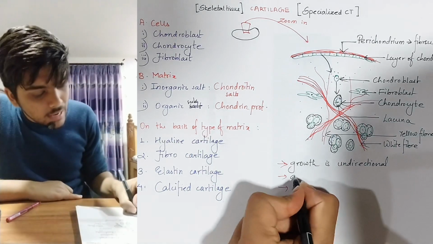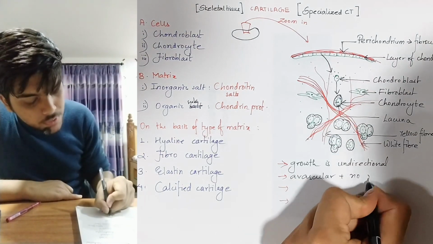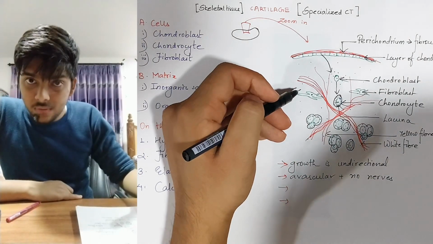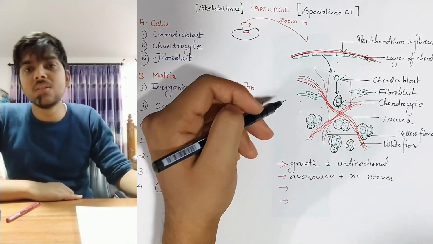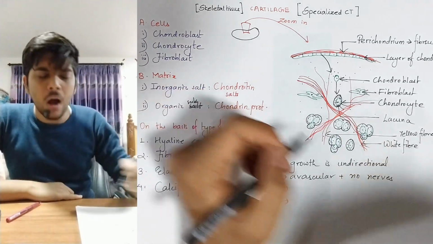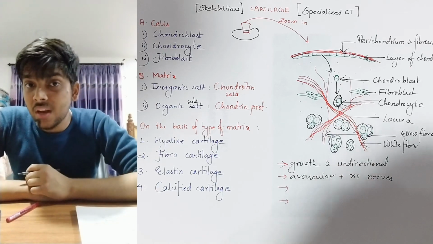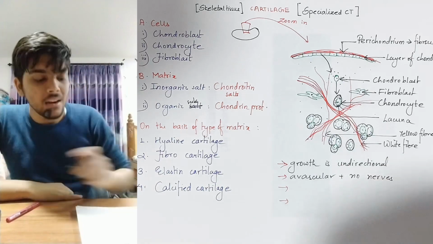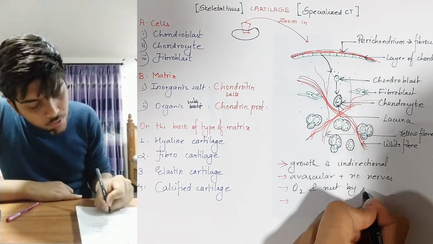Okay? Second, avascular plus no nerves. The cartilage is avascular. That is, it is not supplied with blood vessels, as well as it is not supplied with nerve fibers or neurons. Then how does it survive? Because it contains living cells and they require oxygen and nutrition for survival. How do they get oxygen and nutrition? They get oxygen and nutrition by diffusion.